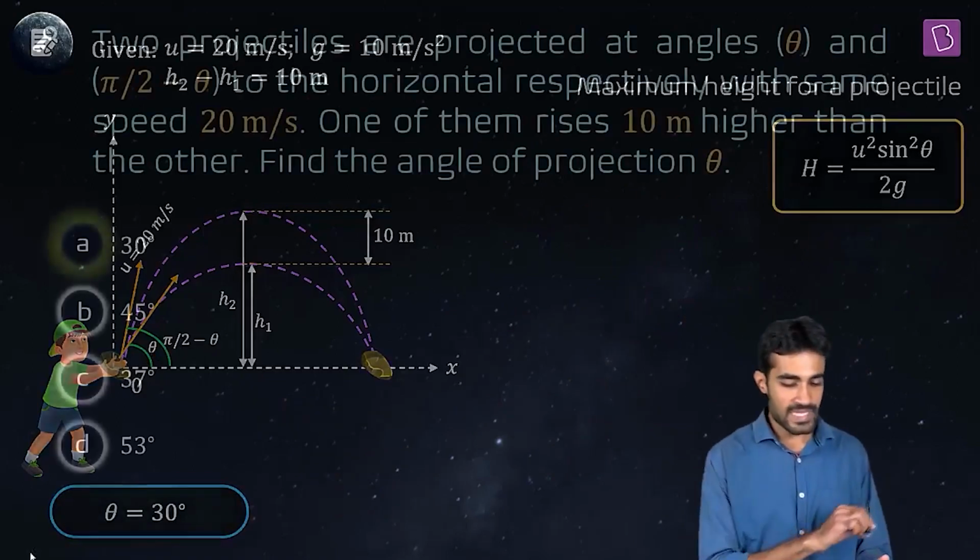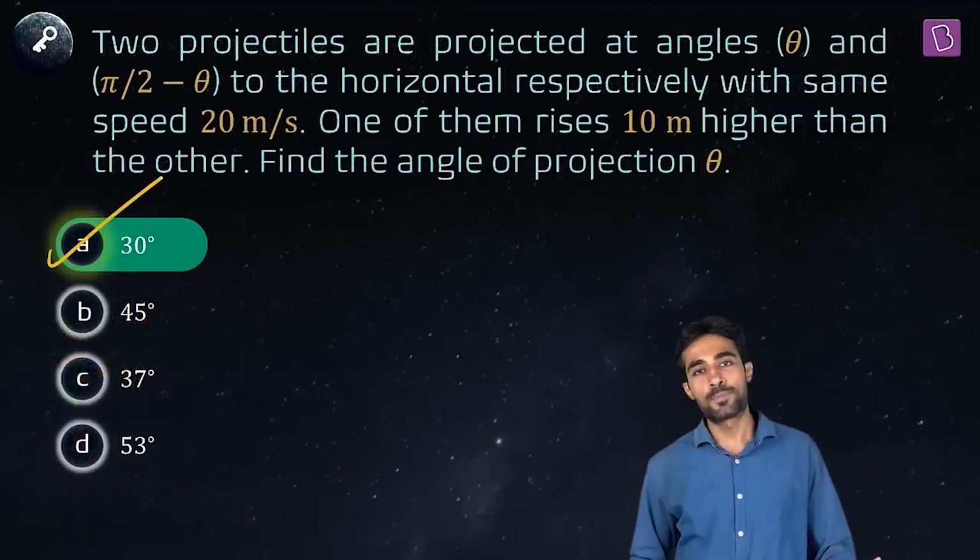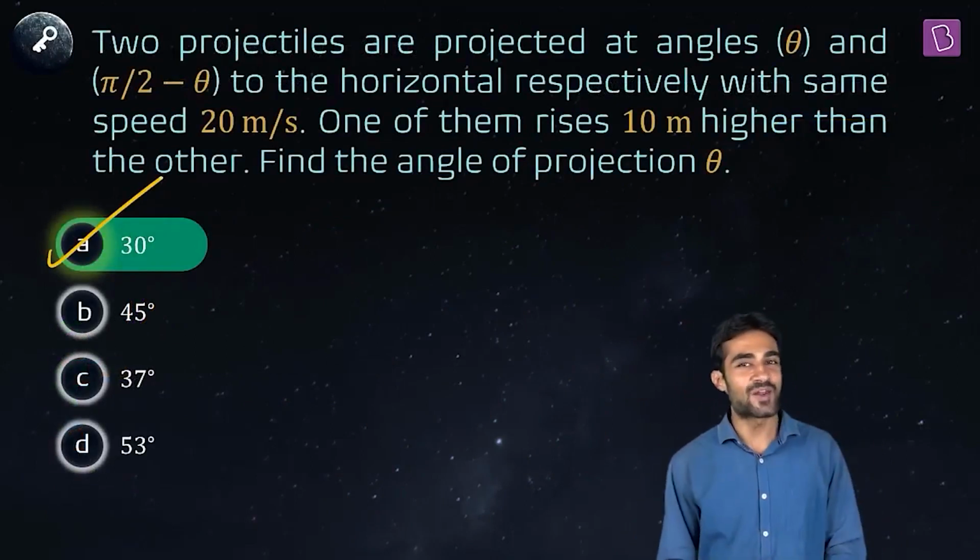So, we got the value of theta. Theta is 30 degree. Let's see the options. In the options, option A is 30 degree. So option A is the right answer for our question.